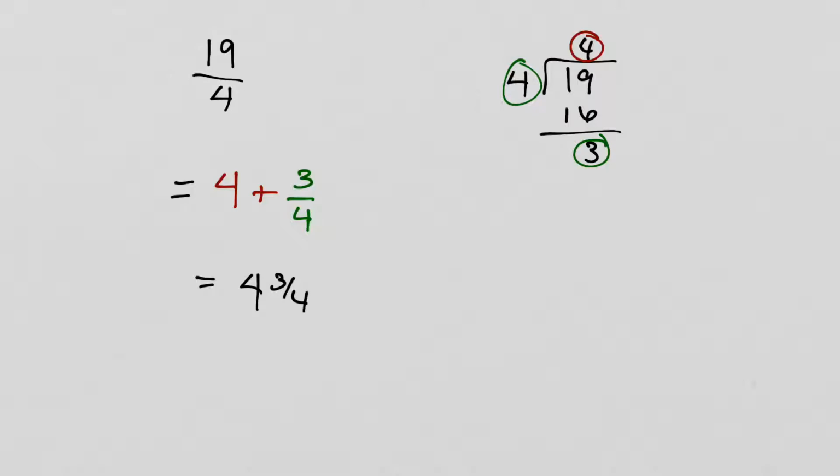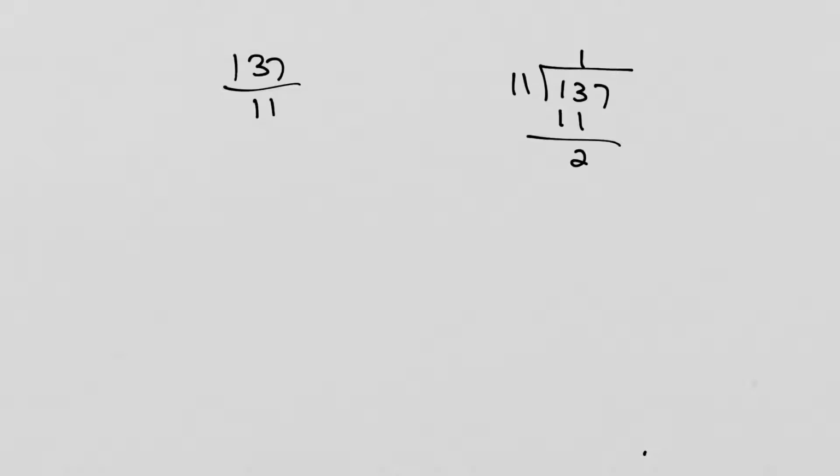For another example, let's look at, how about 137 over 11? What's that going to be as a mixed number? Well, let's take 11, divide that into 137. Let's see, 11 goes into 13 one time. And then I subtract those. 3 minus 1 gives me 2. Pull down my 7. 11 goes into 27 2 times. 11 times 2 is 22. And I get a remainder of 5.